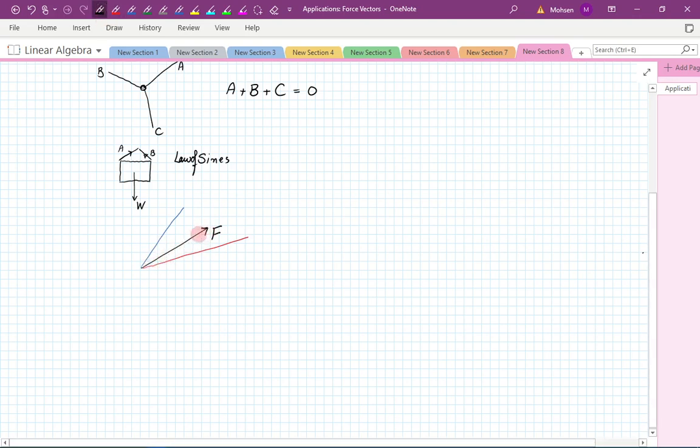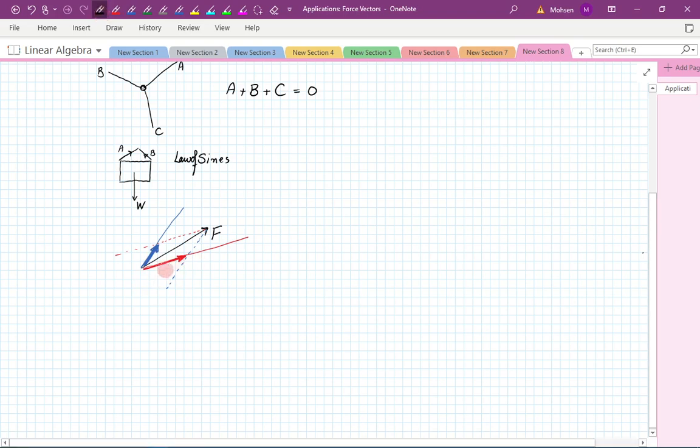Well, it's very simple. You just make your parallelogram. You draw a line parallel to the blue line. So I go this one parallel to this, and the other one parallel to the red one. So now I have two forces. One is this, and the other one is this blue force. So I can replace this black force F with the sum of the red and the blue one.